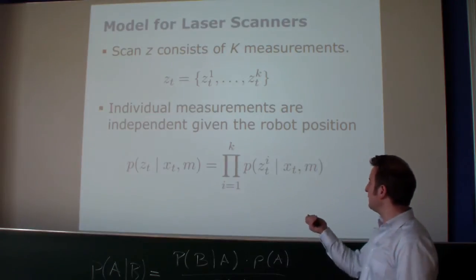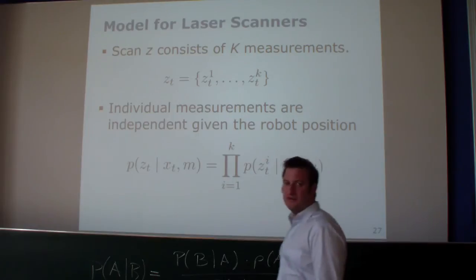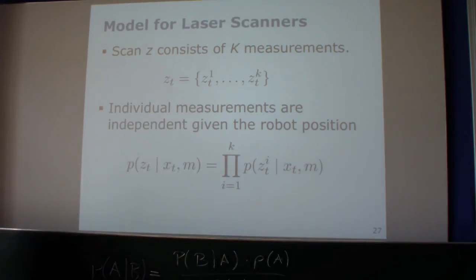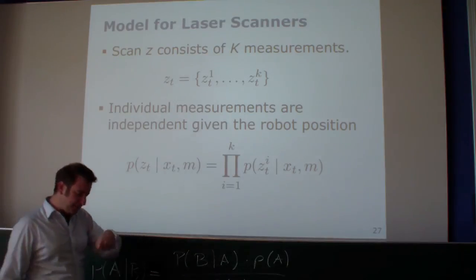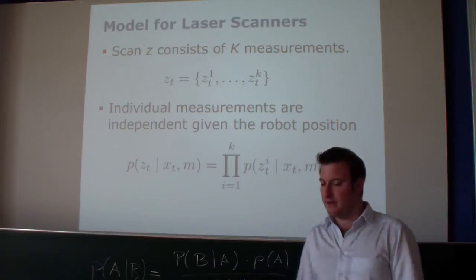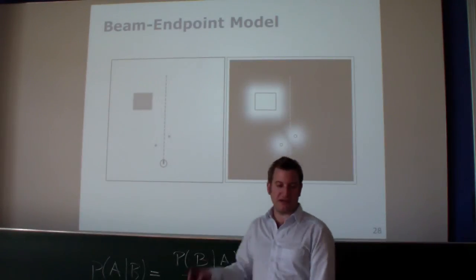And given they are independent, you can actually say it's a product of the probability distributions of the individual beams. So I can look into all the individual beams completely independent of each other with the standard assumption. And then what you typically have is something like a so-called beam endpoint model. It's one of the standard models you use.